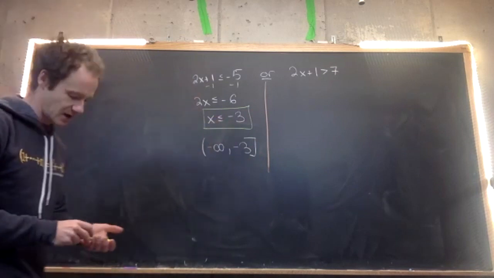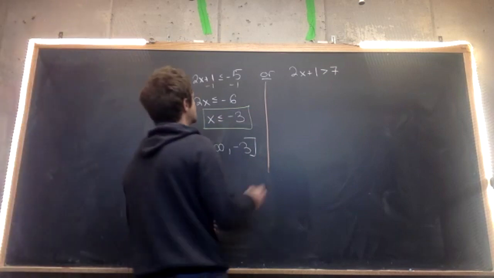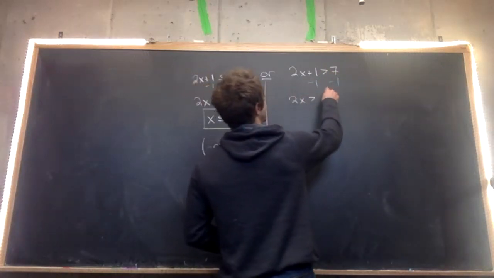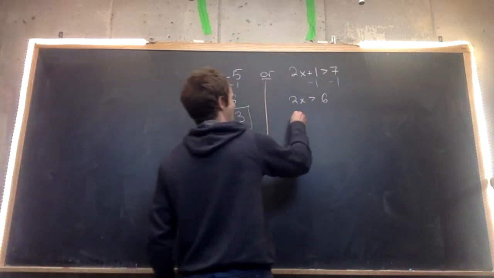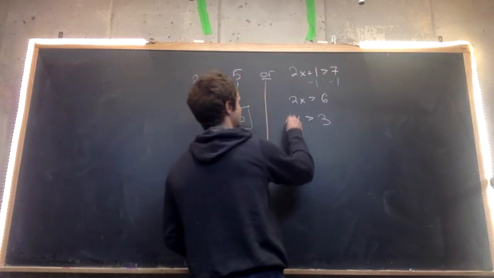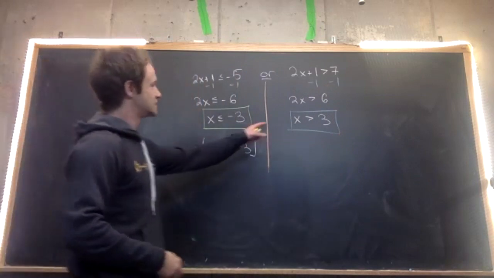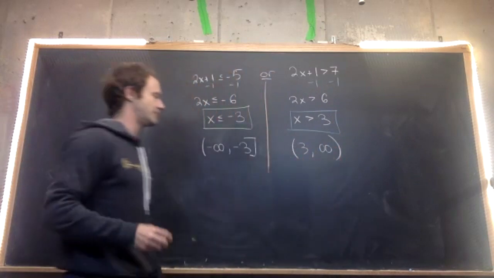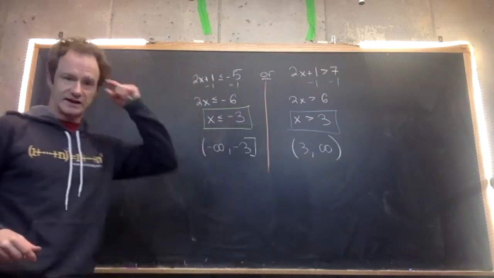Now moving on to the other one, we do the same kind of thing. We subtract 1 from both sides. That gives us 2x is bigger than 6, and then x is bigger than 3. So this landed at the inequality x is bigger than 3. We can make that into an interval, 3 to infinity, and we put a parenthesis on the 3 because we do not include it, since this is a strict inequality.